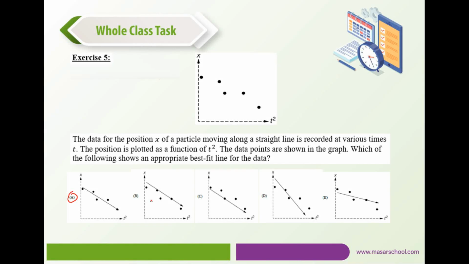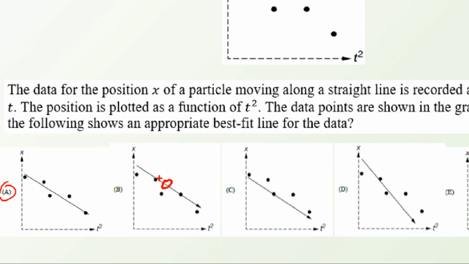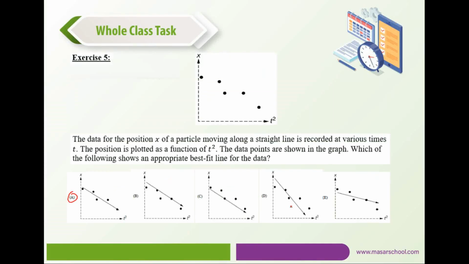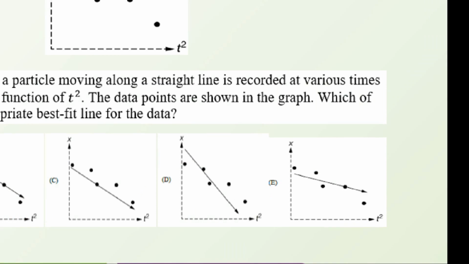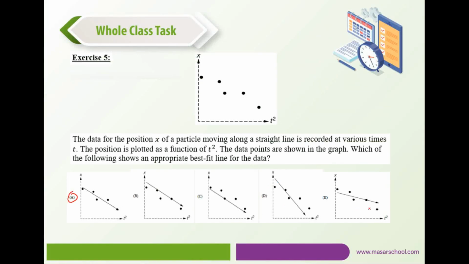If you look at B, the best fit line doesn't lie among the points, as well as for C. Now, similarly for D, the shape of the best fit line doesn't fit with the plot of these points, as well as for E.